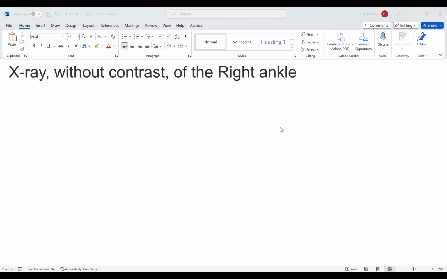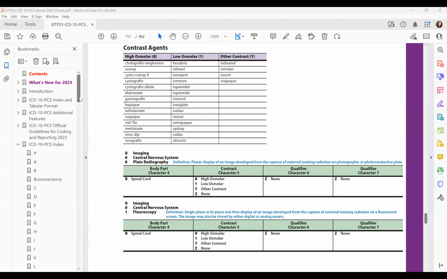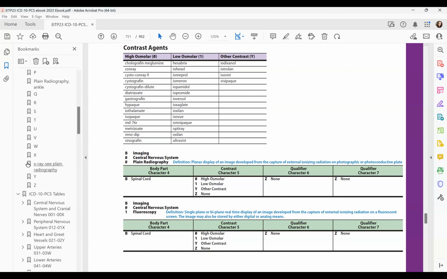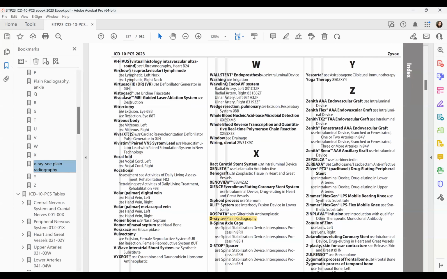Again, X-ray without contrast to the right ankle. So what do we have? Well, as we talked about in the announcement, if we go X-ray, we're going to go to plain radiography. Let's have a look at that. Again, always a good idea to start with the alpha. So we go X-ray in our book. What does it tell us? Well, see plain radiography. So let's go ahead and do that.